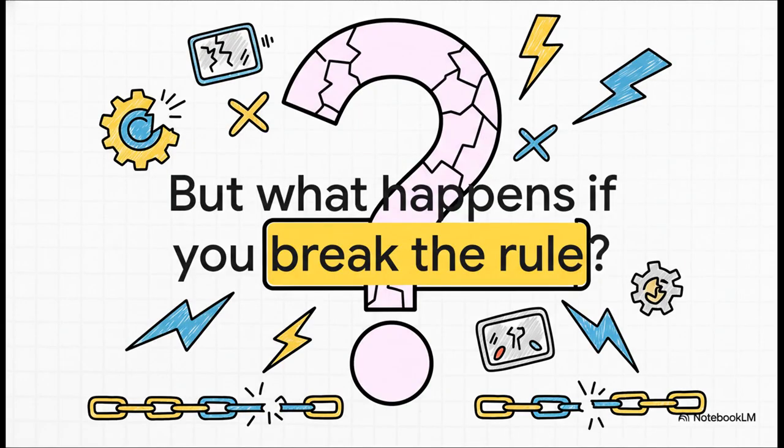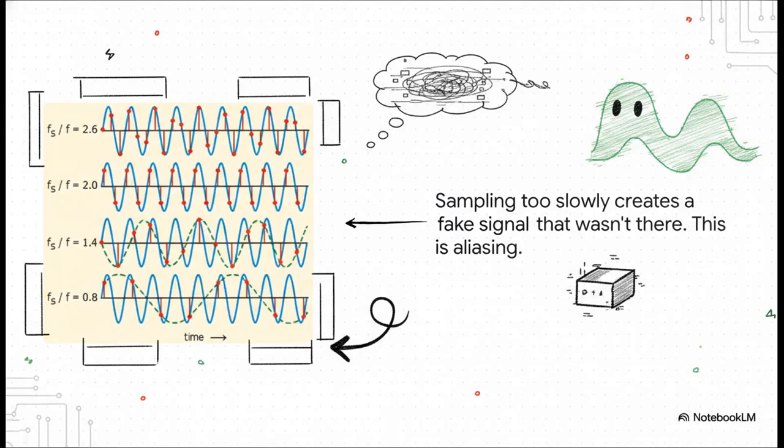Which, of course, brings up the fun question. What happens if you get it wrong? What's the penalty for breaking this golden rule? Well, this is where things get weird. You end up with a digital illusion. Just look at the bottom here. When the samples are taken too far apart, the computer tries to connect the dots, but it ends up seeing a completely different wave, that green dashed line. It's like a ghost in the machine, a fake signal that wasn't in the original sound at all. And this spooky effect is called aliasing.